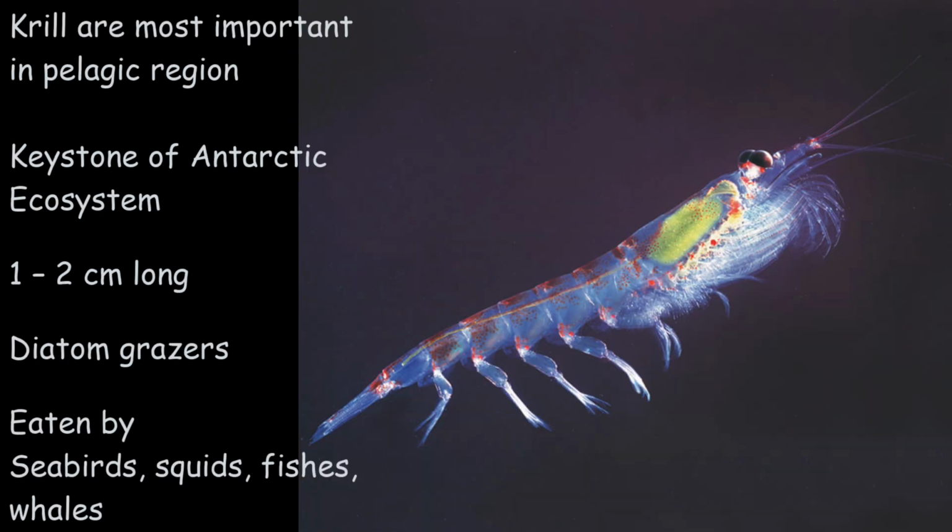Also, as a member of the zooplankton, we have the krill, which are the most important zooplankton in the pelagic regions and a keystone species in the Antarctic ecosystem. Krill are visible to the naked eye. They're about 1 to 2 centimeters long. They graze on diatoms and they can be eaten by seabirds, squids, fishes, and whales.